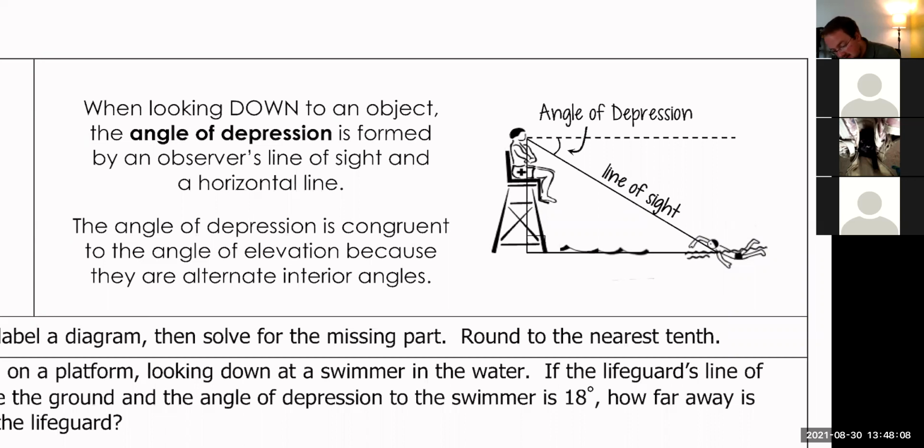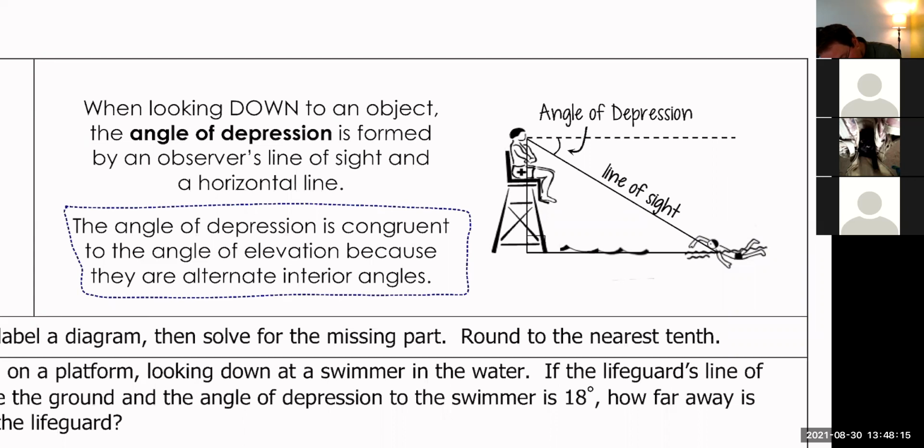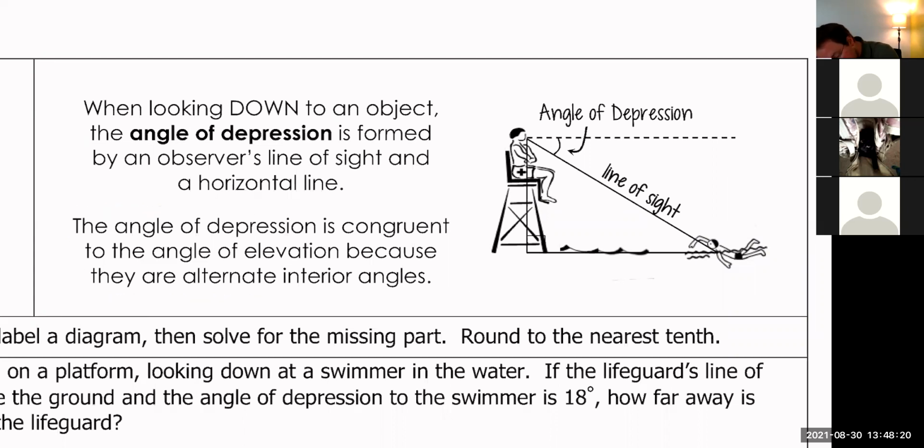Now, here's a neat little tidbit of information. The angle of depression is congruent to the angle of elevation because they are alternate interior angles. Oof, that's ugly. Why did it do that?